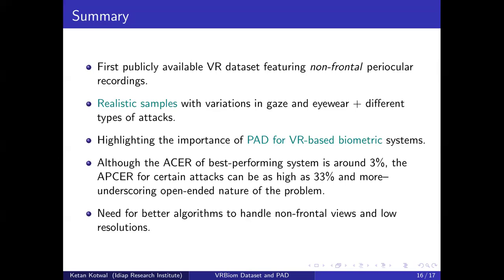Then talking about the results, even when we see that the attack detection could be quite good with an average error of about 3%, the APCER, that is attack presentation classification error rate, could be 33% and even more, which means that one in 3 attacks can be passed or can be considered as bona fide. This shows how open-ended the problem is, and we need to work on bringing this number down across different categories of attacks. As well, we need to design better algorithms to handle the non-frontal views and the relatively low resolution of the images in case we want to build good recognition systems as well.